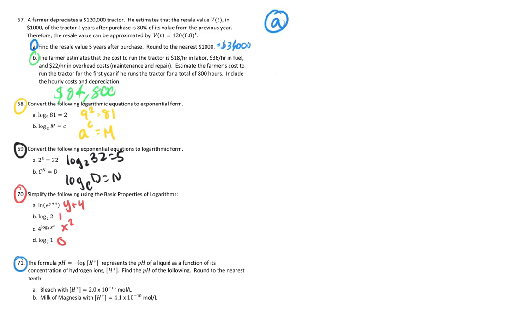Okay, so for this next one, it gives us this formula, pH is equal to negative log of H plus. It represents the pH of a liquid as a function of its concentration of hydrogen ions, H+. Find the pH of the following, rounded to the nearest tenth. So it's asking for the pH of bleach with an H+ of 2.0 times 10 to the negative 13.